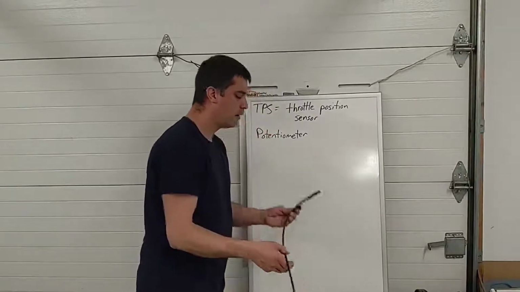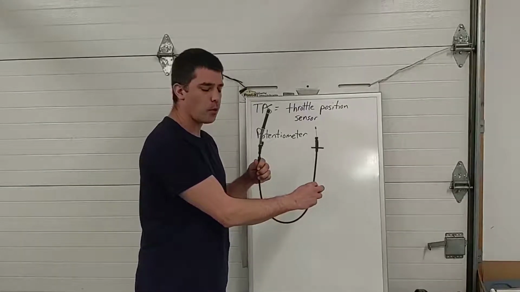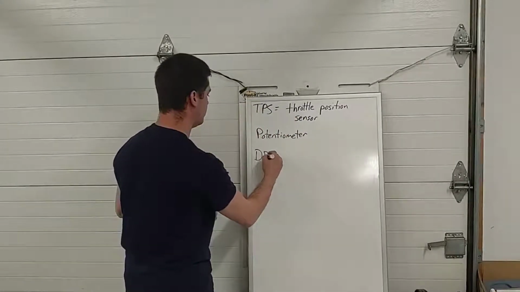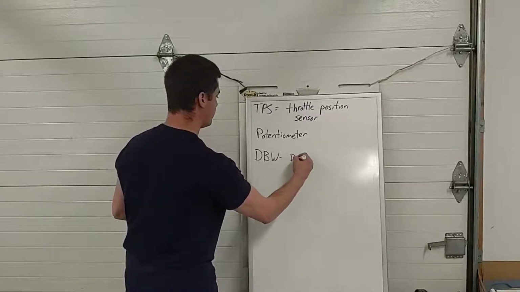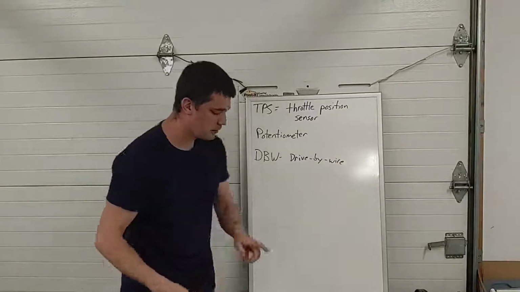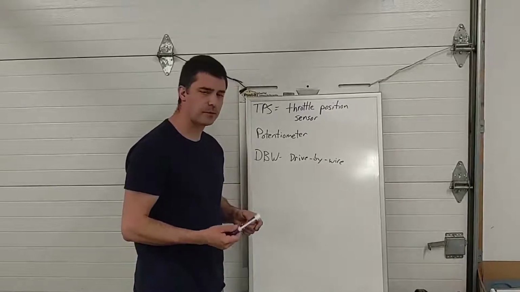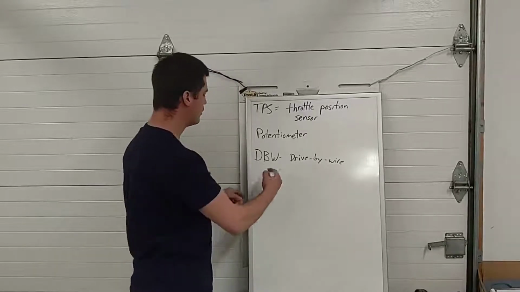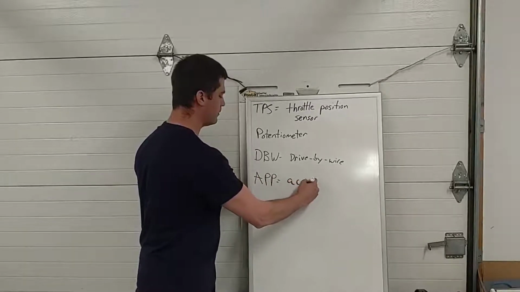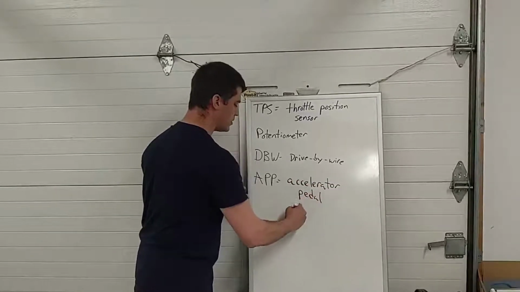As time went on, the manufacturers developed the technology to eliminate the cable and go to what we call drive-by-wire, which you sometimes see abbreviated DBW. Drive-by-wire. And what that means is rather than a cable operating your throttle, wiring, electronics are doing it. So you're no longer stepping on a mechanical pedal, you're stepping on a sensor known as an APP, which is an accelerator pedal position sensor.